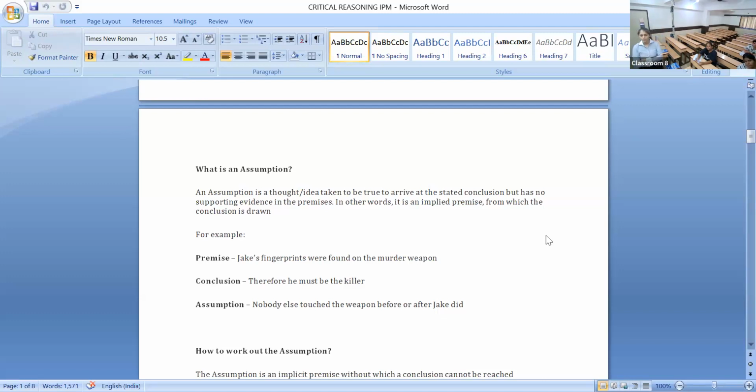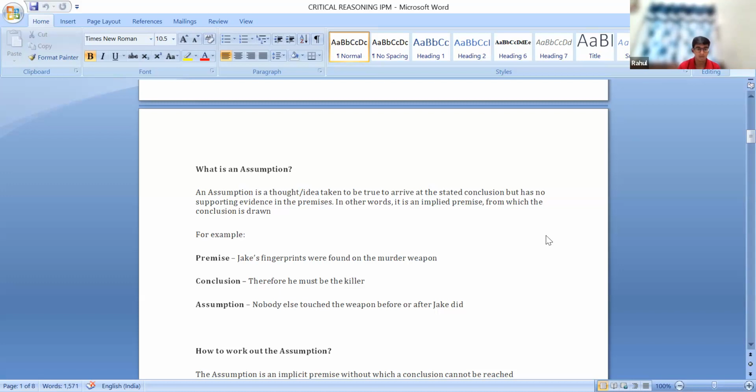So let's see the difference between premise and assumption. Conclusion is simple, that is, we are concluding something. Let's look at an example of a premise and an assumption. You just have to identify the difference between premise and assumption. Rahul, can you read out the example, please?